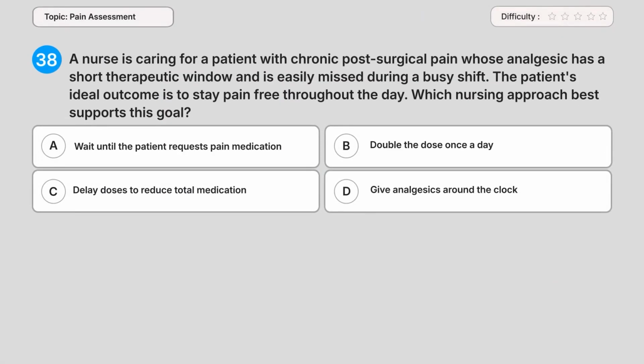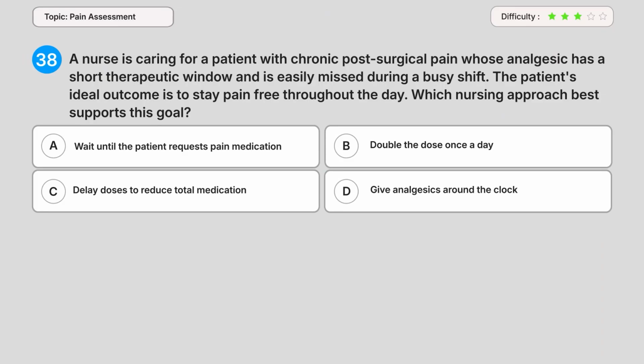Question 38. A nurse is caring for a patient with chronic post-surgical pain whose analgesic has a short therapeutic window and is easily missed during a busy shift. The patient's ideal outcome is to stay pain-free throughout the day. Which nursing approach best supports this goal?